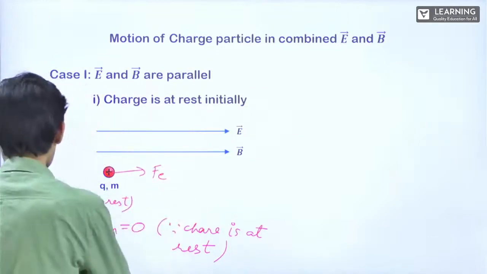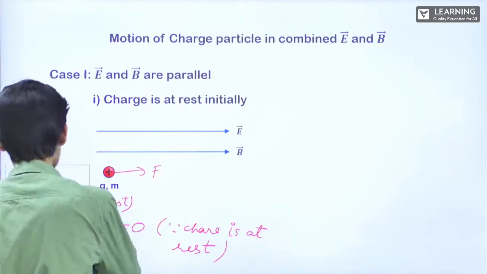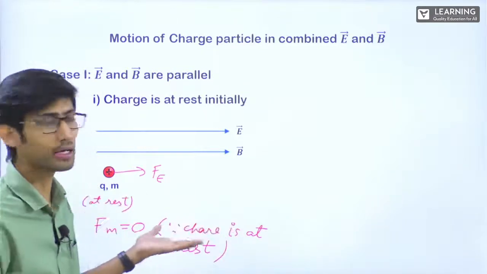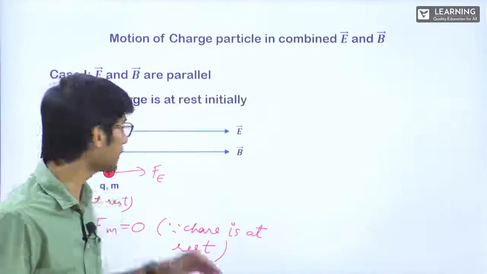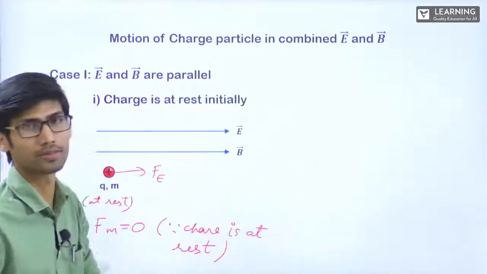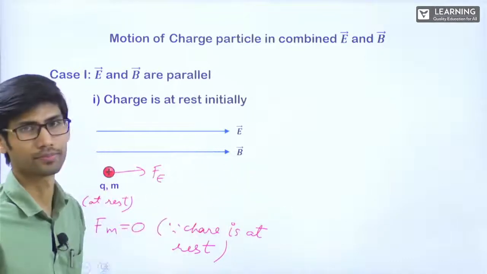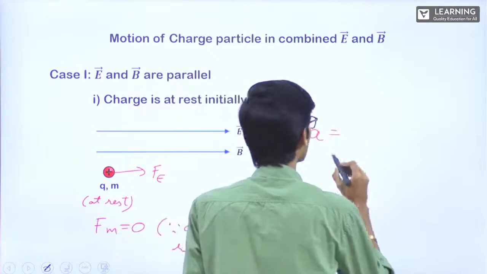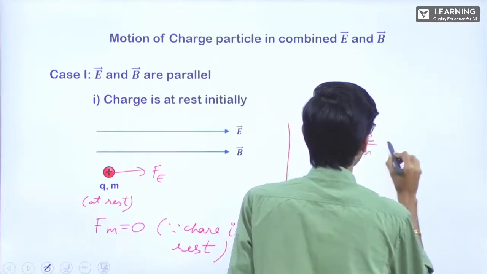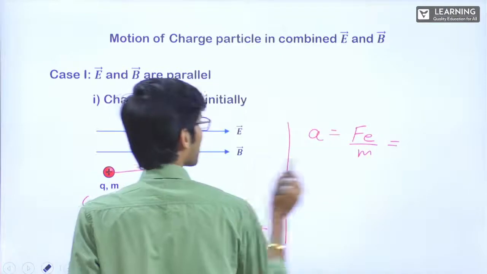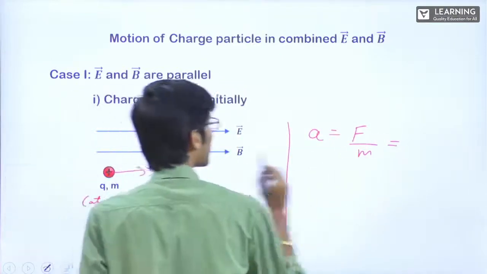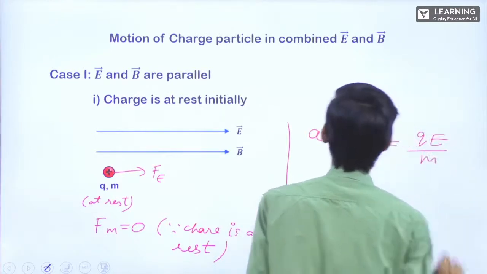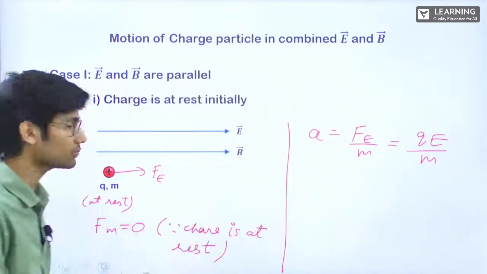So which force will be there on this? Electrostatic force, F capital E, I'll write. The direction of the electrostatic force will be in the direction of the field, because it's a positive charge. Clear? So the charge will start moving in this direction, parallel to both the fields. Now since there is force, acceleration is equal to Fe upon m, and what is Fe? The electrostatic force on any charge is charge into electric field, so the acceleration is qE divided by m, right?